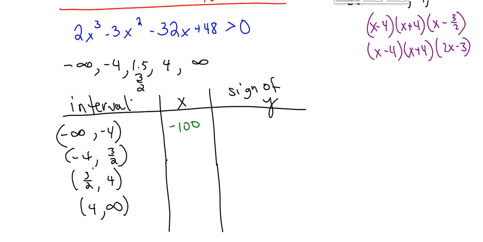Between -4 and positive 3 halves, I'm just going to pick 0. Between 3 halves and 4, I'll just pick something easy to work with, 2. And I'll pick positive 100 here. And then I'll think about my strategy and make this table have two little parts here. If I put -100 in there, I'm going to get a negative times a negative times a negative, and that's going to equal a negative.